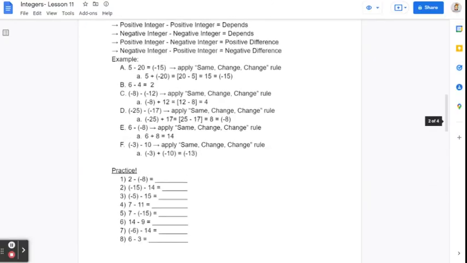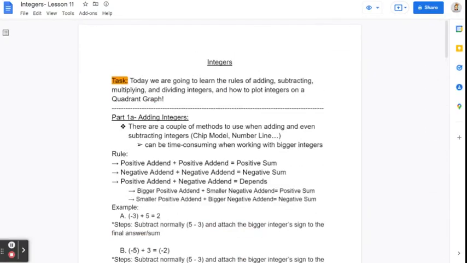So this was our lesson for today. Hopefully it made sense. We're going to be using integers a lot as we move on.